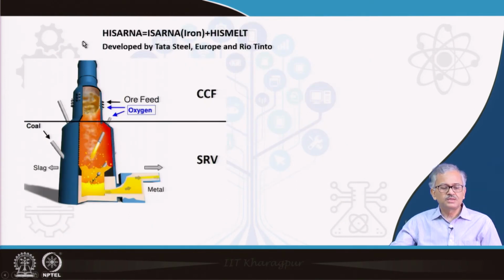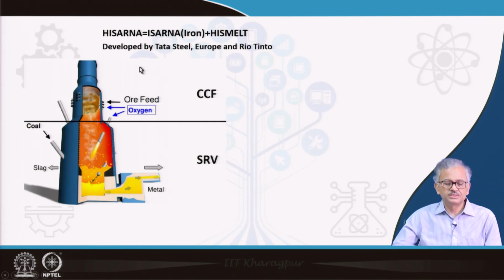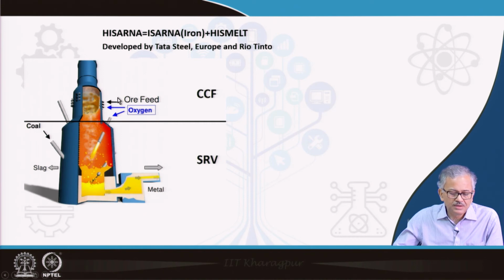Now I come to another process, the Hisarna process. It is basically Hisarna plus Hismelt. It has some features of the Hismelt, basically the smelting reduction vessel, which is similar to the Hismelt process. And in Hisarna, you can have a cyclone over here, and that is basically used to melt the iron ore feed and partially reduce it also. It is developed by Tata Steel Europe and Rio Tinto.